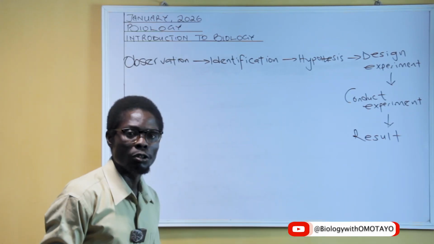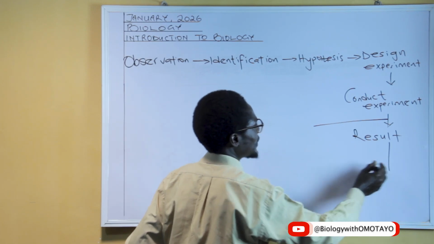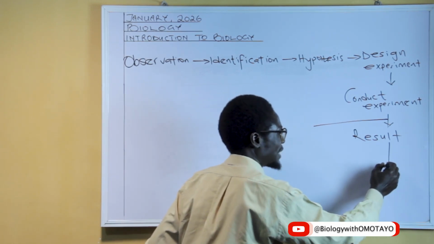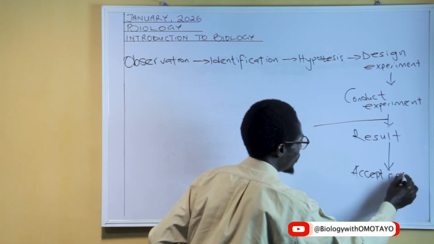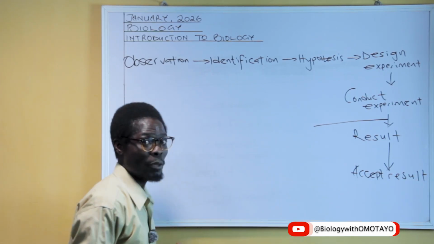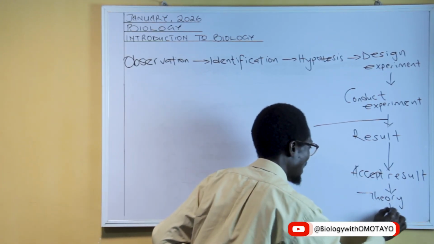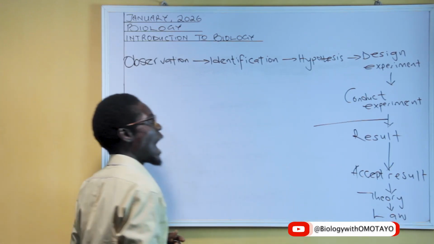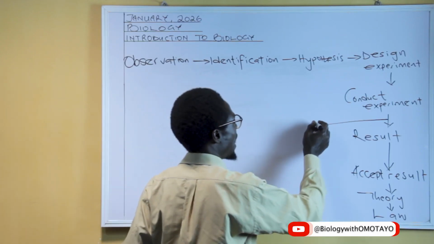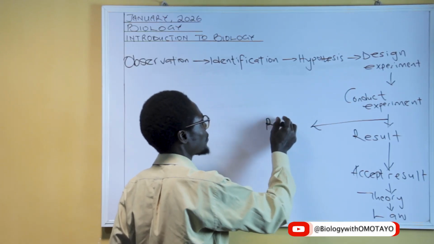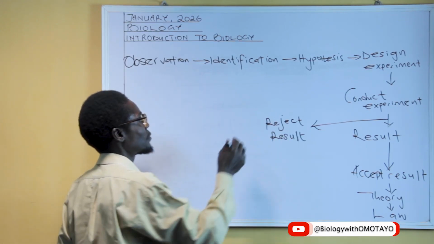Now, these results can either be accepted or can be rejected. Here, if the result is accepted, that simply means you will progressively move to theory and then to law. However, if our result is questionable, you come back here and you reject results. You reject the results.